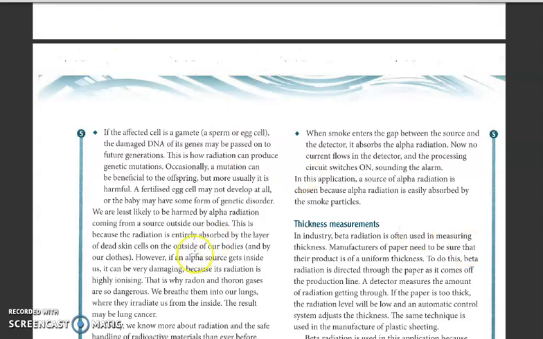This is because the radiation is entirely absorbed by the layer of dead skin on the outside of our body. However, if an alpha source gets inside us, it can be damaging because its radiation is highly ionizing. This is why radon and thoron gases are so dangerous: they get inside us by breathing. So it may result in lung cancer. We may breathe them into our lungs, and if they irradiate us from inside, the result may be lung cancer.